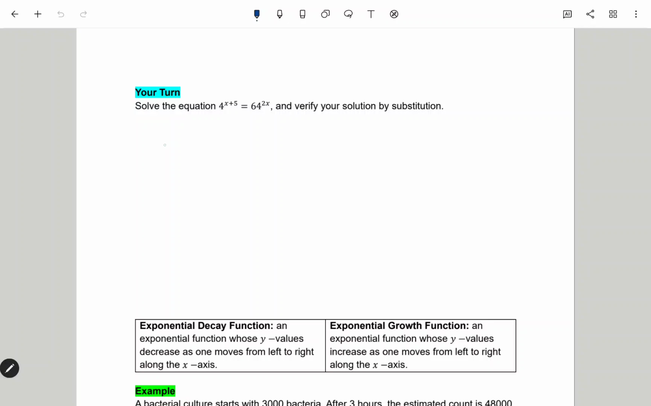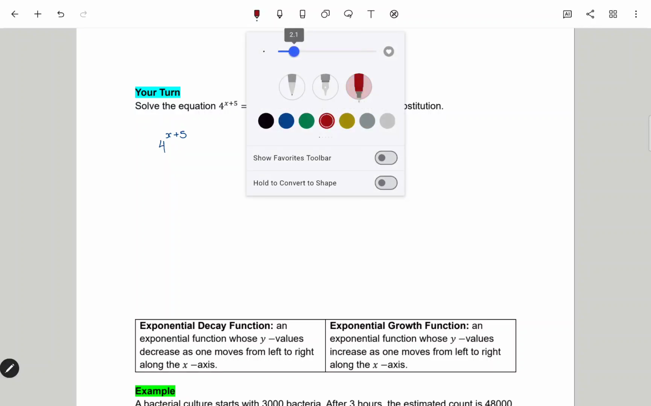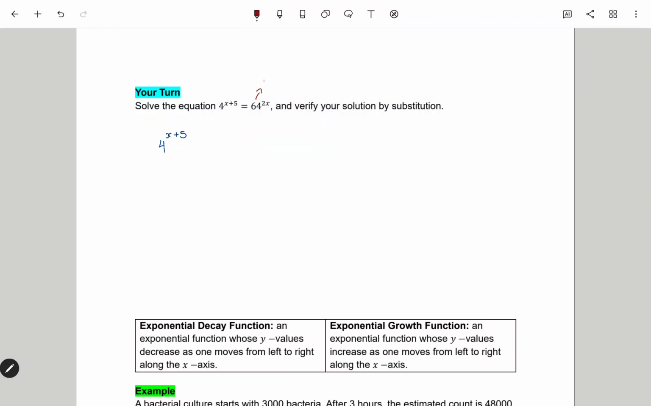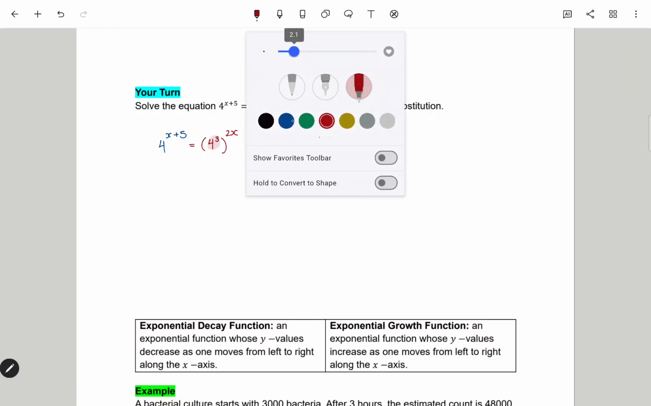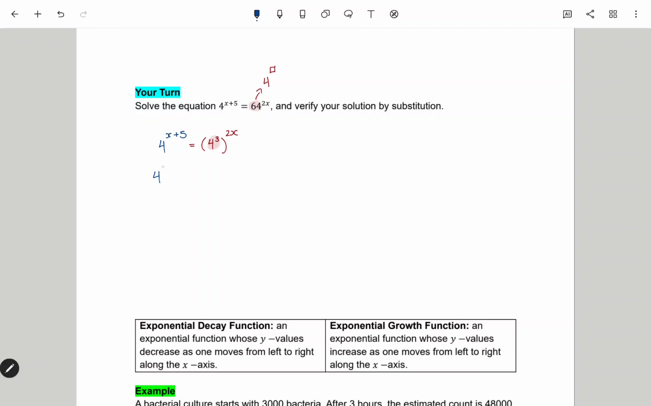All right, left side we're going to keep the same. Right side, we have to figure out, how do I rewrite 64 as 4 to the power of something? Well, 4 times 4 is 16, times 4 is 64. So we can rewrite 64 as 4 cubed to the power of 2x. So again, we just took that 64 and rewrote it. Left side is going to stay the same. Right side, I have a power to a power, so we're going to multiply those things together.